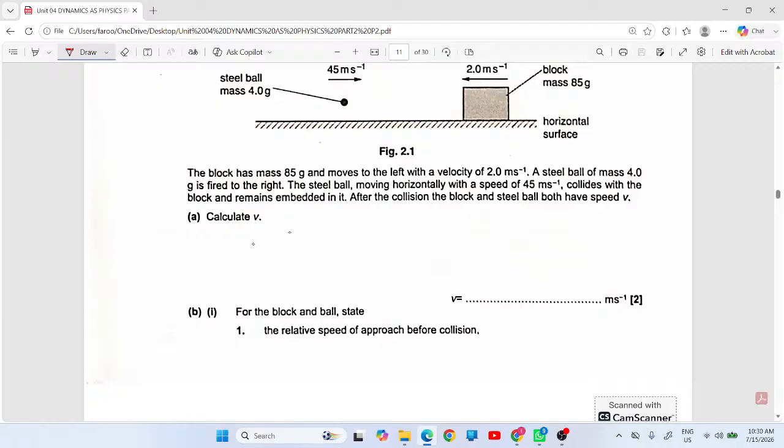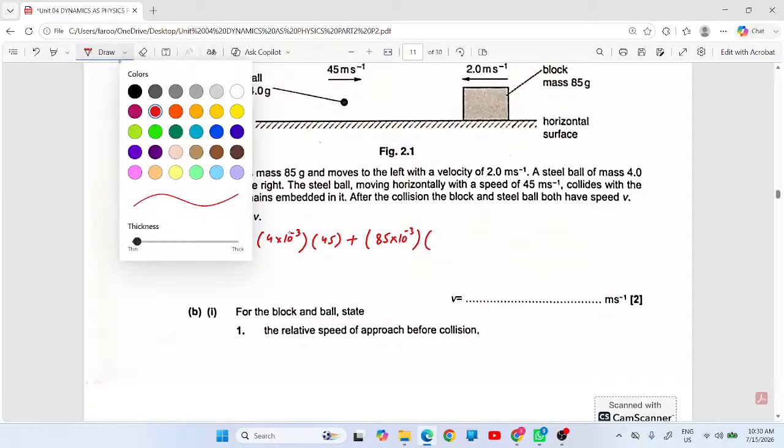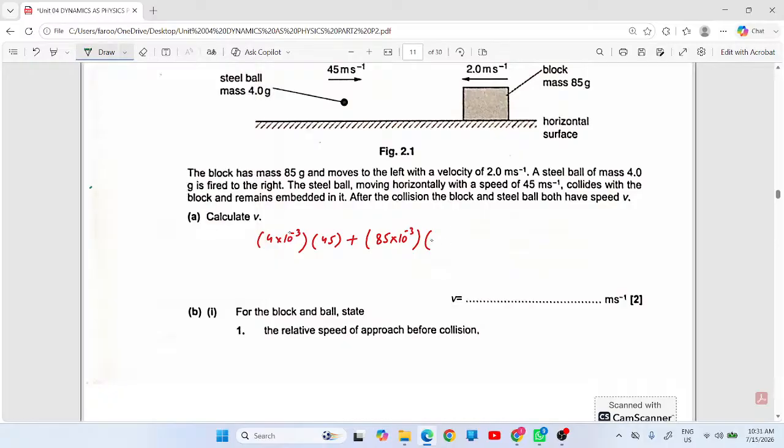It is better to convert both sides to the same units, so 4 × 10^-3 kg multiplied by its velocity, which is 45. Next, plus the mass of the second block, 85 × 10^-3, and its velocity is 2, minus because it is in the opposite direction, equals the combined mass, 4 plus 85, 89 × 10^-3, multiplied by v.